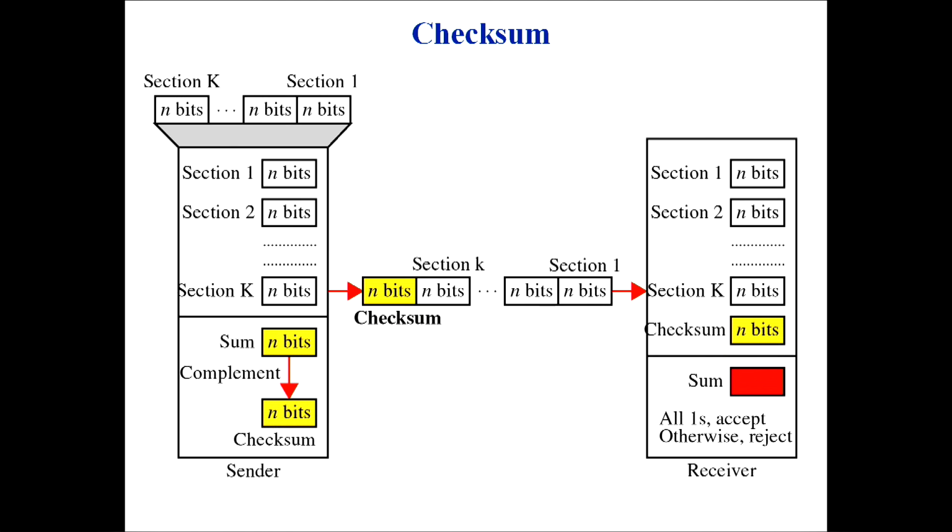While receiving the data, the receiver will check the checksum. They will add the data once again. If the addition result is all 1s, they will accept the data, otherwise they will reject the data. So these are all the error detection methods.